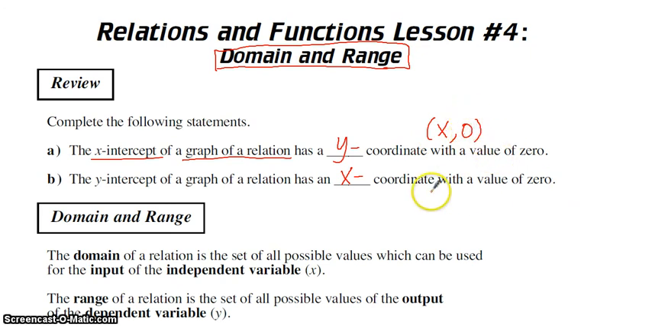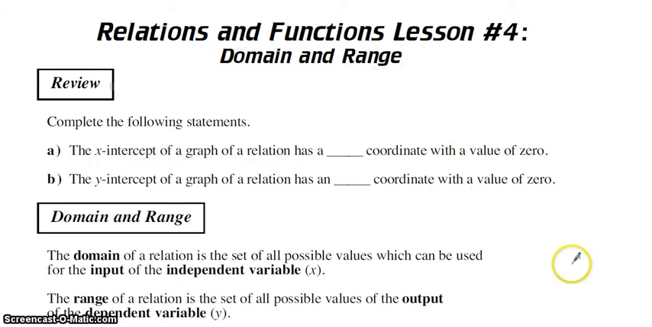And every y-intercept has this form, (0, y). Right? So if you have (0, 3), you know that's a y-intercept. If it's (0, negative 1,000), you know that's a y-intercept. All right, now let's look at today's topic, domain and range.